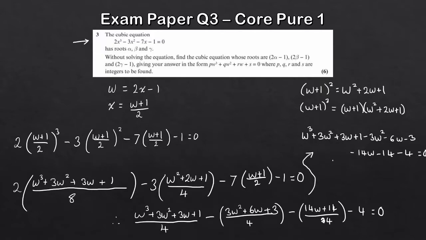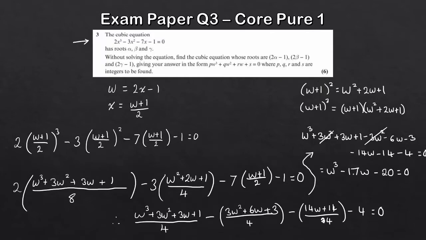So, simplifying this, well we've only got 1w cubed here, so it's just w cubed. I've got 3w squared here, got minus 3w squared there, and there's no more w squareds, so they just cancel. We've got 3w minus 6w minus 14w, so that would be minus 17w there. And then what else have we got? So we've just got plus 1 minus 3, minus 14 and minus 4. So if you collect all that together, what you should get is minus 20 there. Okay, and that's equal to 0.